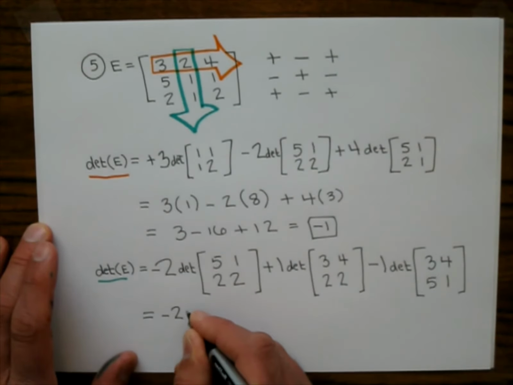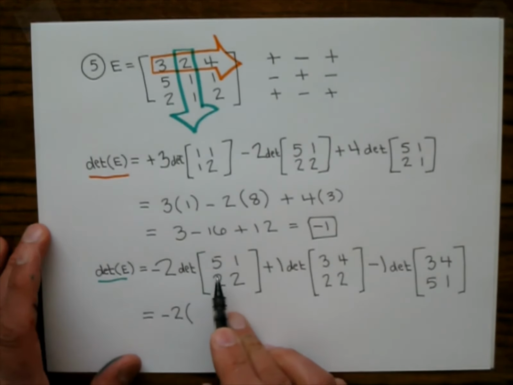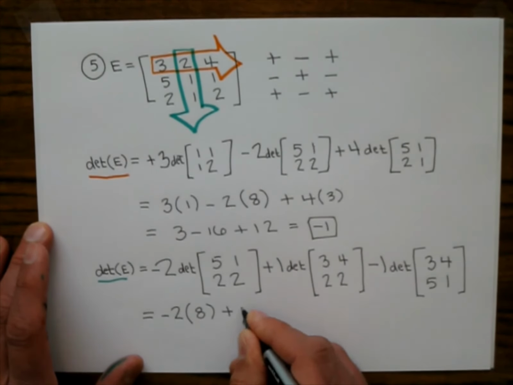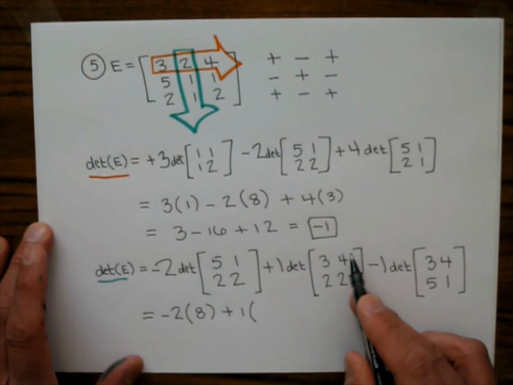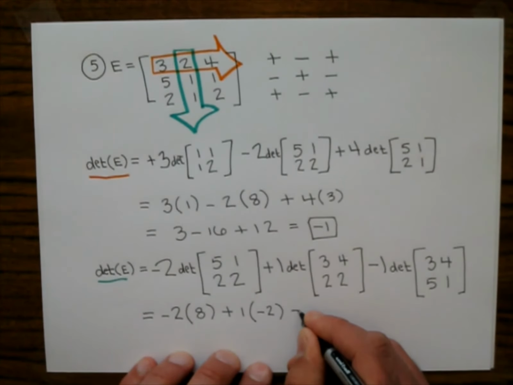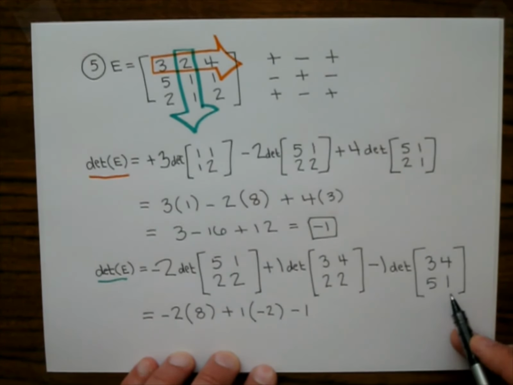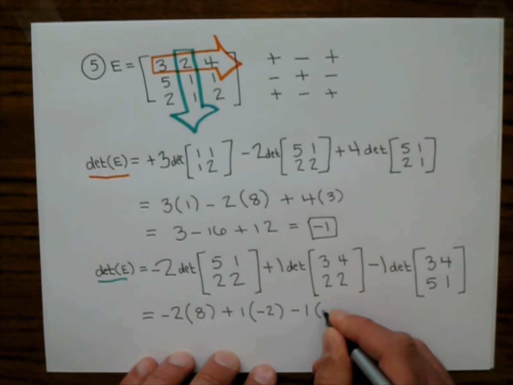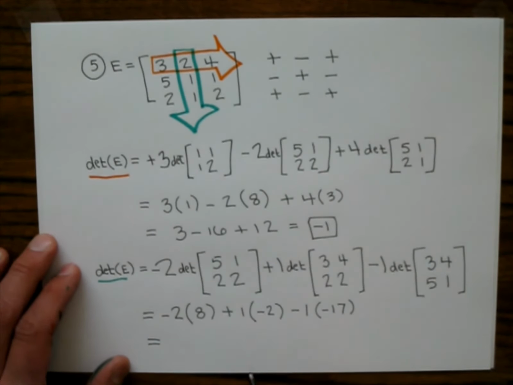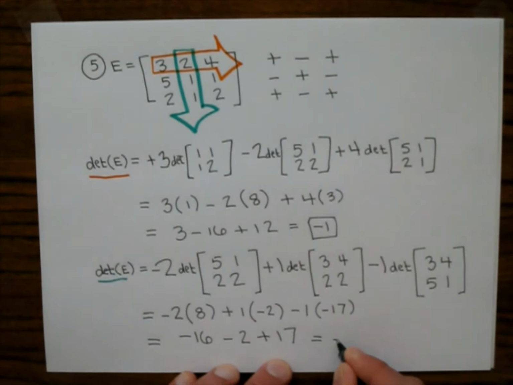We have -2 times, and I'll do this one just verbally, 10 minus 2, which is 8. Then we have +1 times 6 minus 8. That is -2. And then we have -1 times 3 minus 20. That is a -17. You see that -17 there, and you're like, ha, Vasta's wrong about this. But let's see what we end up getting. We get -16 minus 2 plus 17. That's -18 plus 17, which gives you -1.